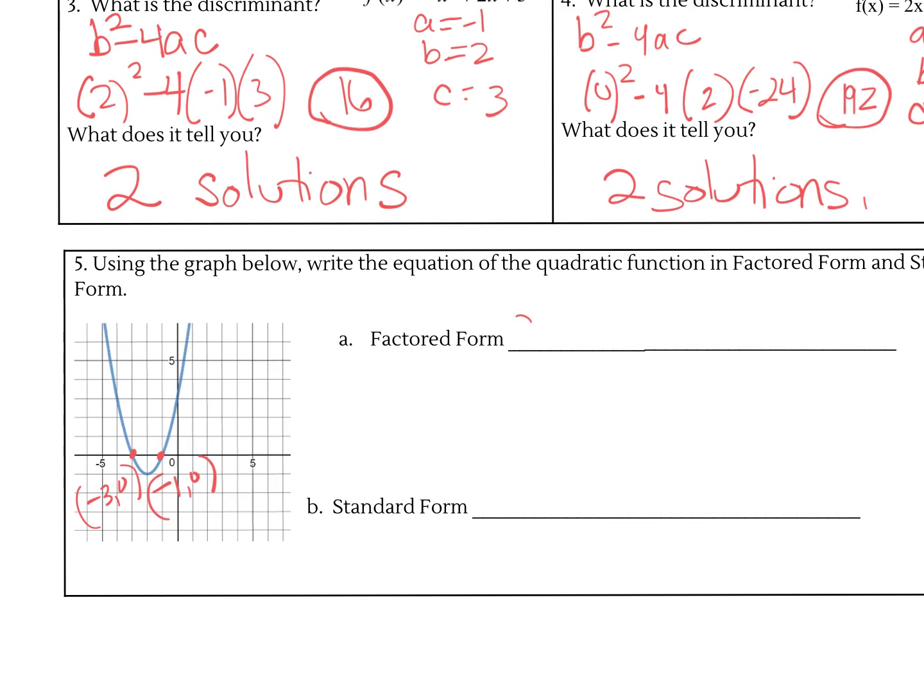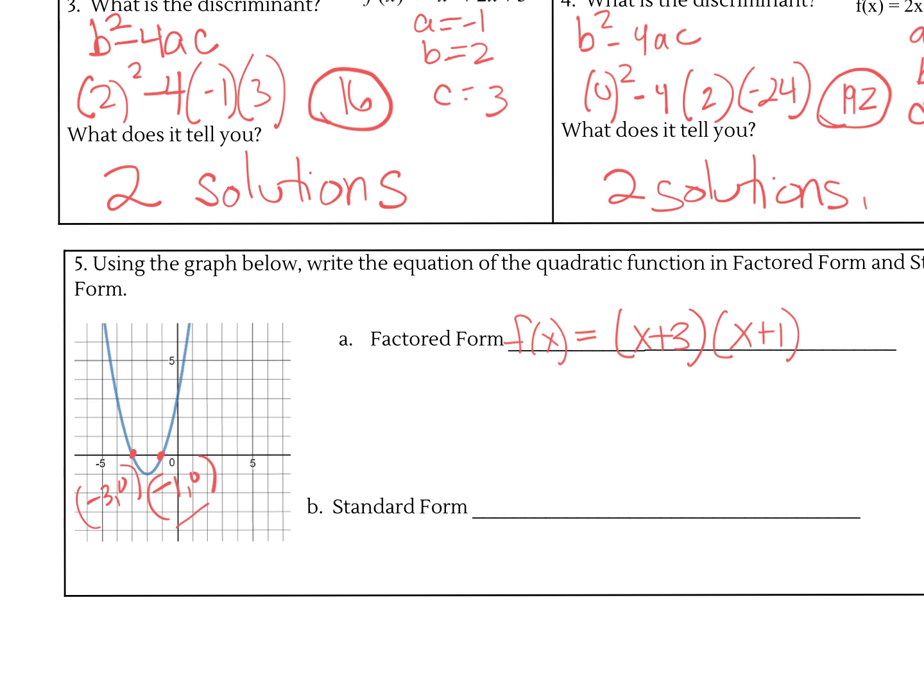So I'm going to have that f of x, our function, is equal to, we can have a 1 here, but we don't really need it because it's implied to be there. If our intercept is at -3, our factor is x plus 3. If our intercept is at -1, then our factor is x plus 1.